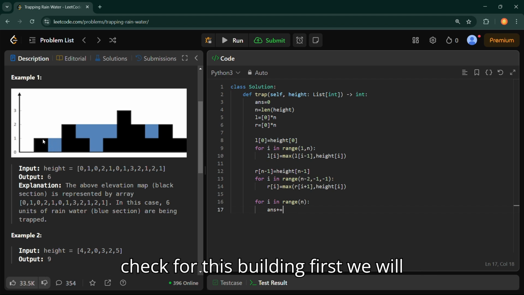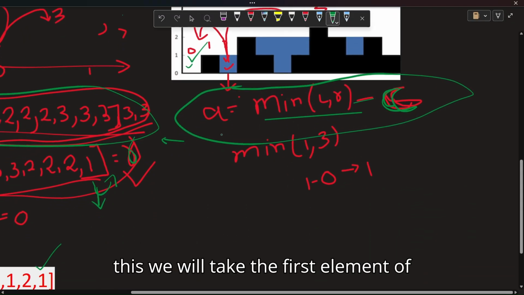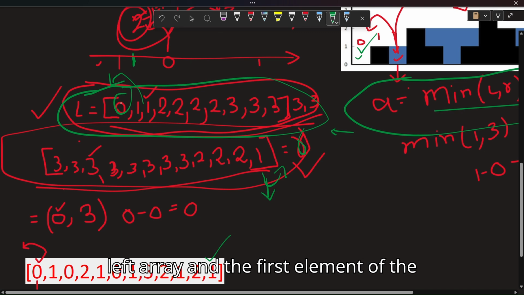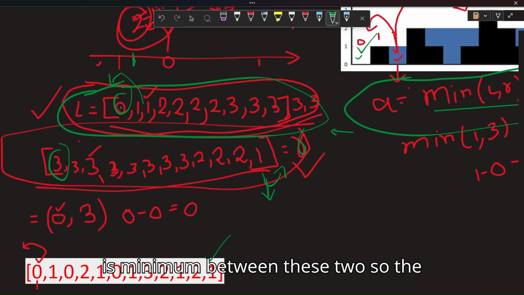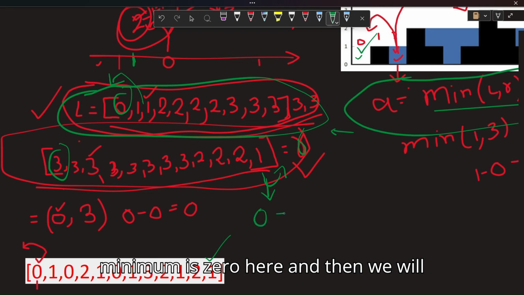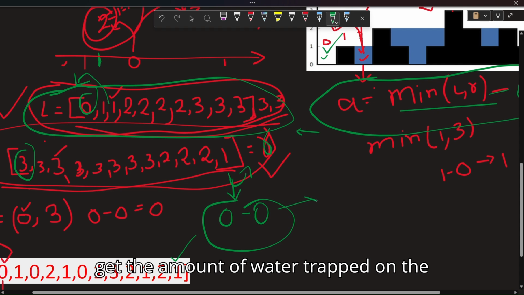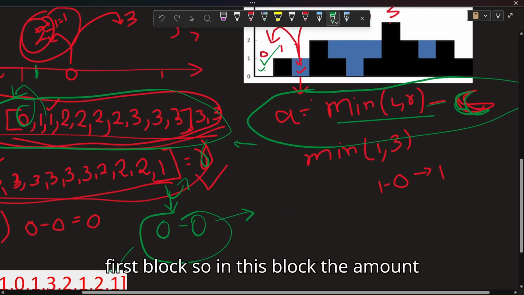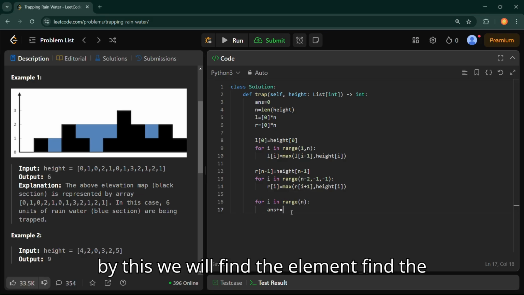So first we will check for this building. How will we check for this? We will take the first element of the left array and the first element of the right array, and check what is the minimum between these two. The minimum is 0 here, and then we will subtract from it the current height of the building, which is 0. Then we will get the amount of water trapped on the first block. So in this block, the amount of water which is trapped is 0. By this we will find the amount of water.